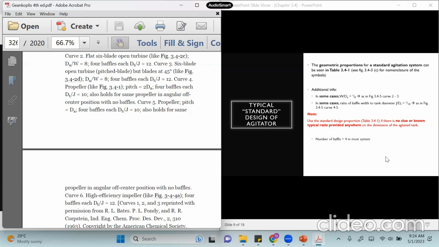Now, the number of baffles is 4 in most systems. Now, the clearance or the gap between the baffle and the tank wall. A little gap in between the tank wall and baffle is 0.1 to 0.15 times J, where J stands for baffle width. Now, why do we keep this gap actually? This gap is to ensure the liquid does not form a stagnant pocket next to the baffle and wall.